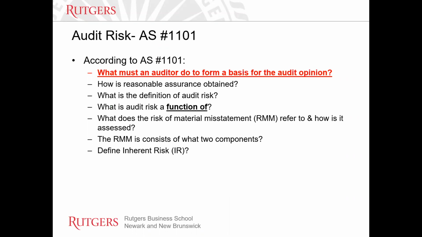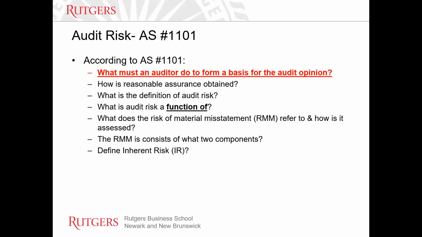Of right now, we understand that audit risk is the risk that the auditor issues an inappropriate opinion when the financial statements are materially misstated. We know what audit risk is. Audit risk is a function of two things: risk of material misstatement and detection risk. Those two things, right? There being a material misstatement in the financial statements or the auditor not detecting a material misstatement is going to affect audit risk, right?